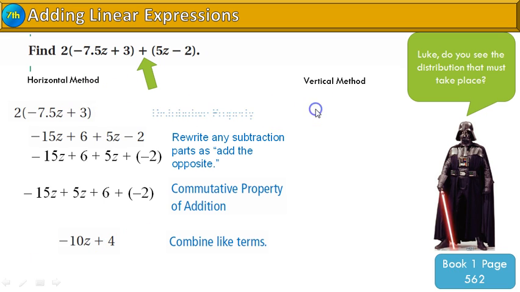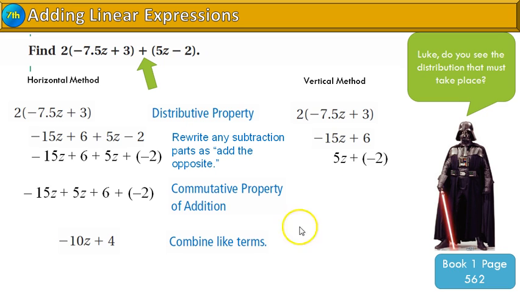If you would like to do it vertically, we first use the distributive property again, finding our result. We then rewrite any subtraction parts as add the opposite. In this case, we stack these vertically. We don't even need to use the commutative property because we already see that when we add negative 15z's and 5z's, we'll result in 10 z's that are negative, and combining the constants will get a result of 4.